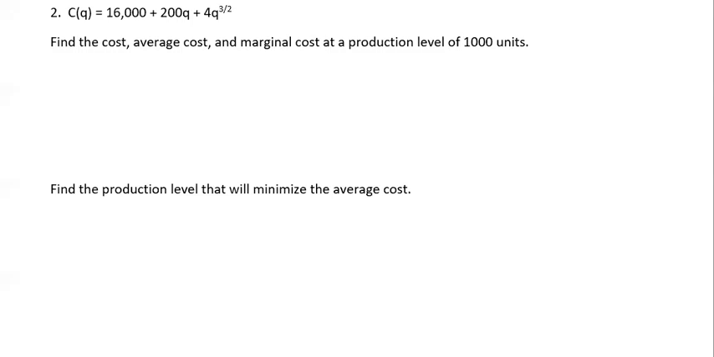Find the cost, average cost, and marginal cost at a production level of 1,000 units. So we have our C of Q equation right here. If we are given C of Q and we're looking for the cost of 1,000 units, then that means we're looking for where our Q value is 1,000.